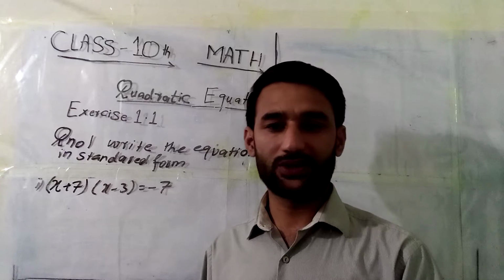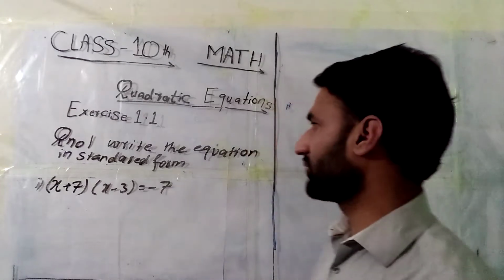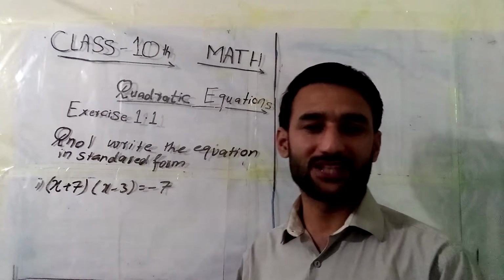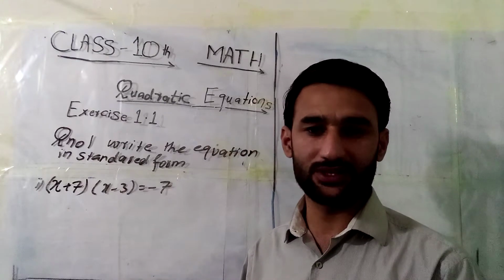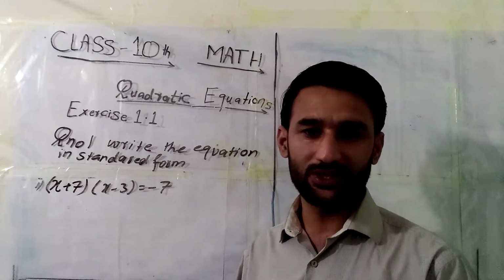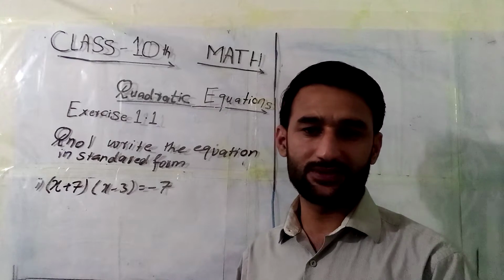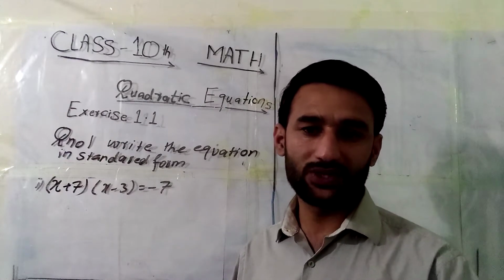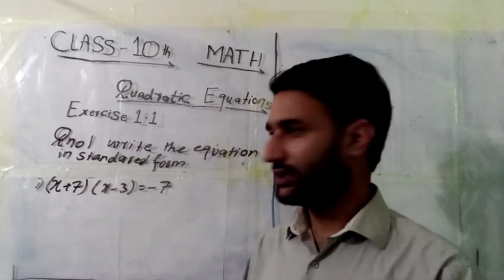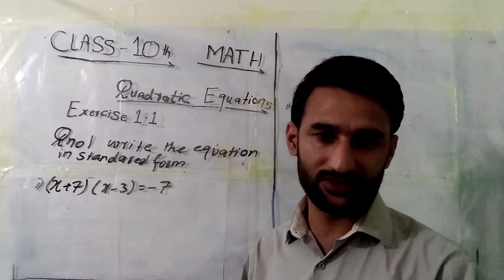Today we are going to discuss exercise 1.1 of class 10 mathematics. Last time we discussed the definition of a quadratic equation, and then we gave some standard methods, the possible methods to find the solutions of a quadratic equation.